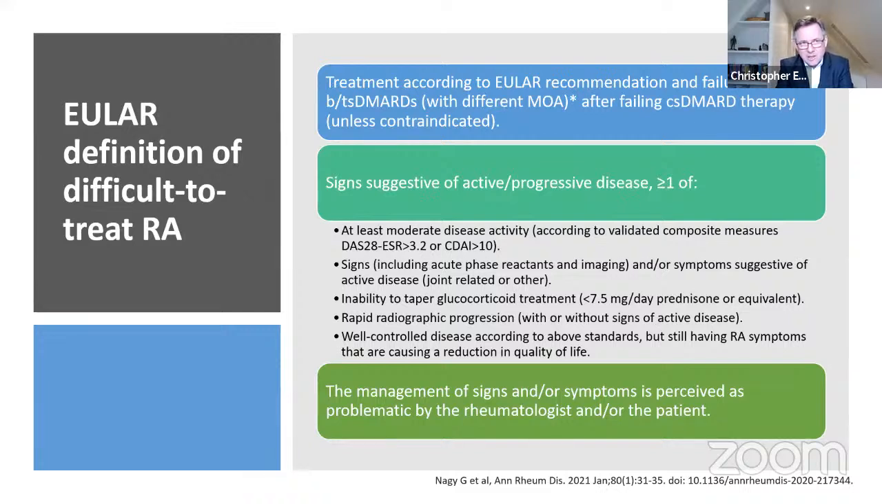So one of the really nice reasons to have Georgi with us today is because he's first author on this EULAR definition of difficult to treat rheumatoid arthritis paper, the reference on the bottom there. And he'll go through this in more detail, but essentially it's dividing up the patients into difficult to treat on the basis of these three criteria. So people have failed treatment, people have ongoing disease, that's the middle one, and at the bottom they have signs and symptoms that bother the rheumatologist and or the patient. So we'll hear about those in more detail.